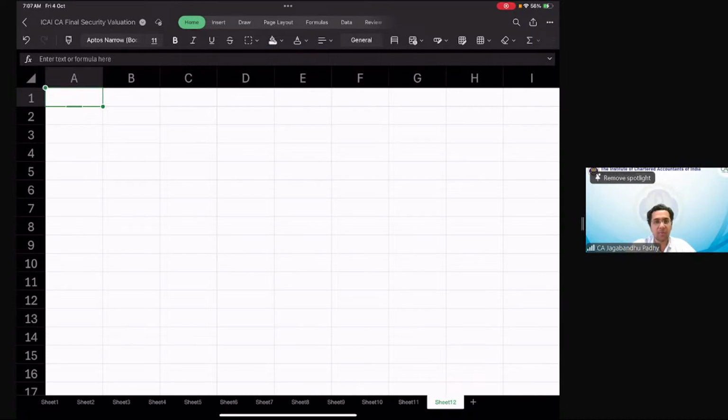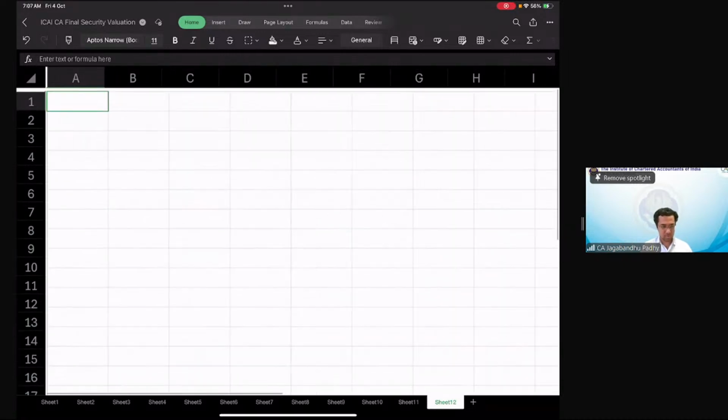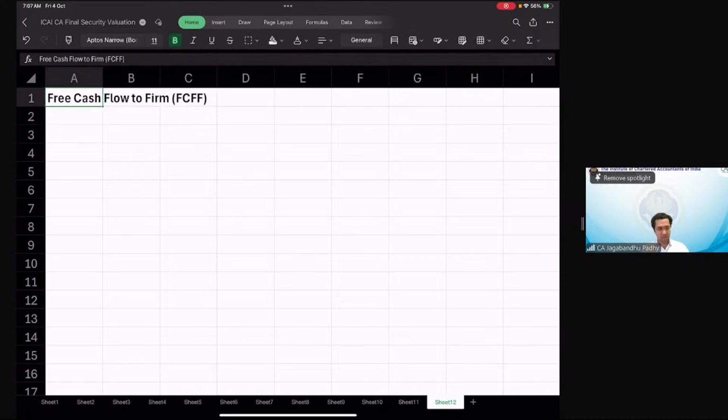Okay, so we need free cash flow for the firm and free cash flow for the equity. Let's first understand what is a free cash flow for the firm. This is also called FCFF, right? And after that, we are going to look at what is called FCFE, which is free cash flow for the equity. Okay. Now, what do you mean by free cash flow for the firm? Free cash flow to the firm.